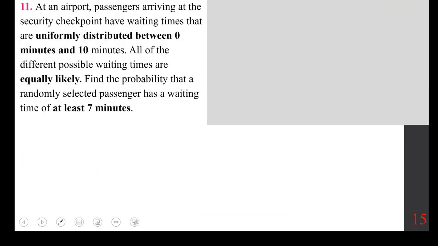At an airport, passengers arriving at the security checkpoint have waiting times that are uniformly distributed between 0 minutes and 10 minutes. All of the different possible waiting times are equally likely. Find the probability that a randomly selected passenger has a waiting time of at least 7 minutes.